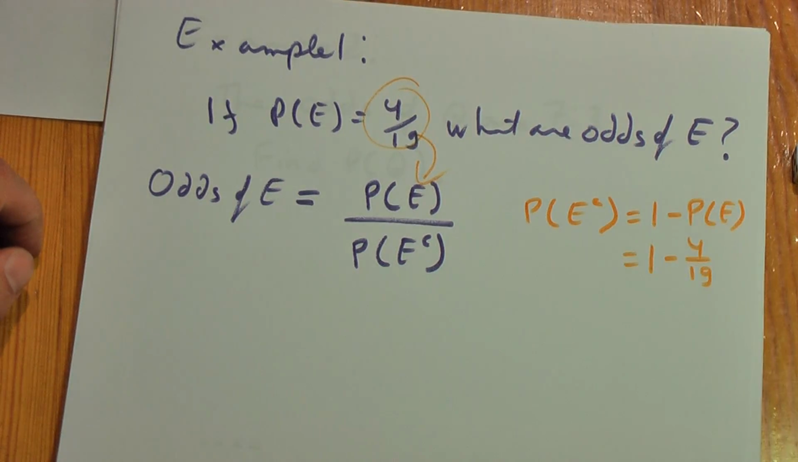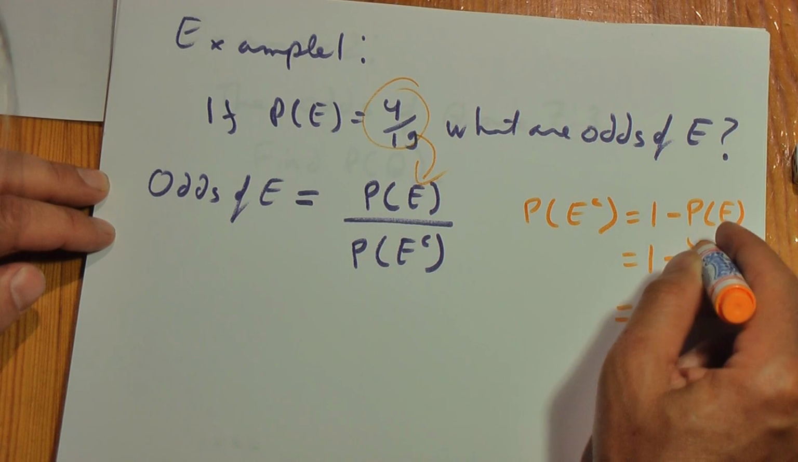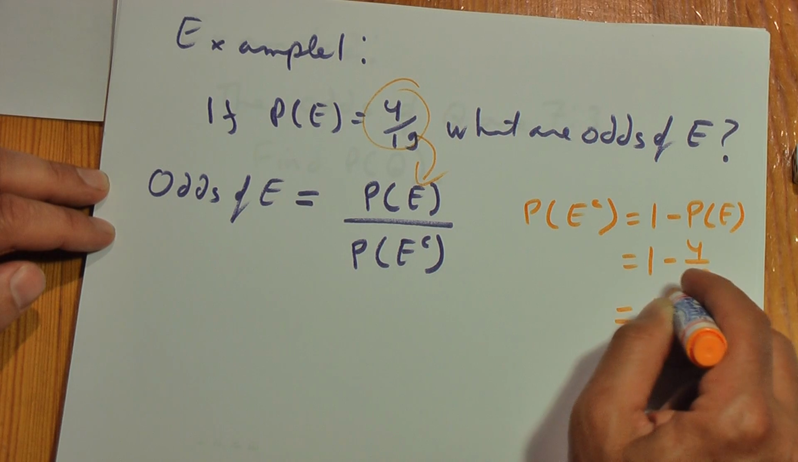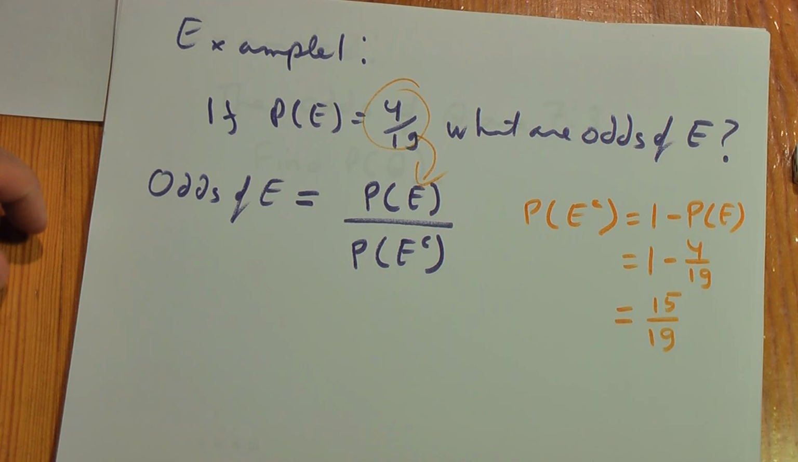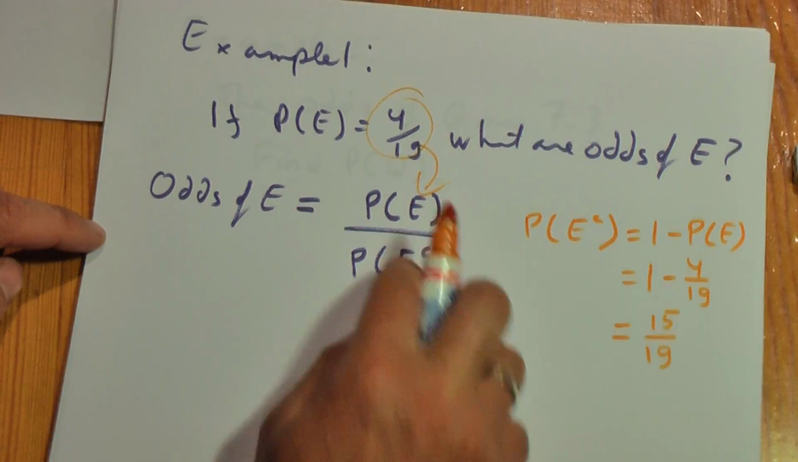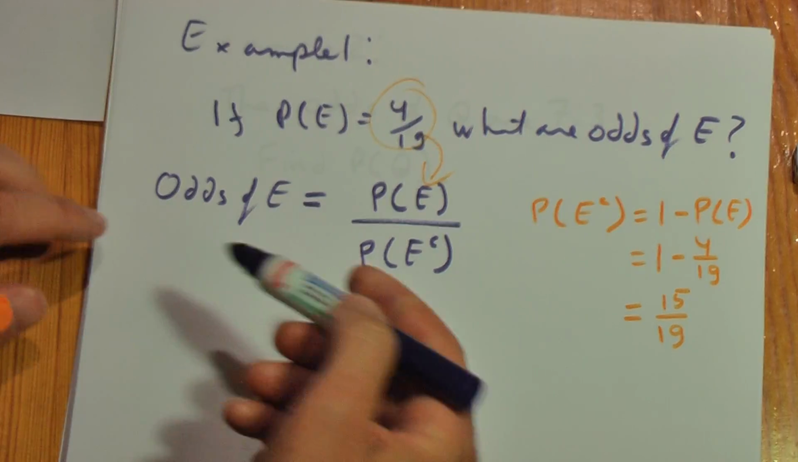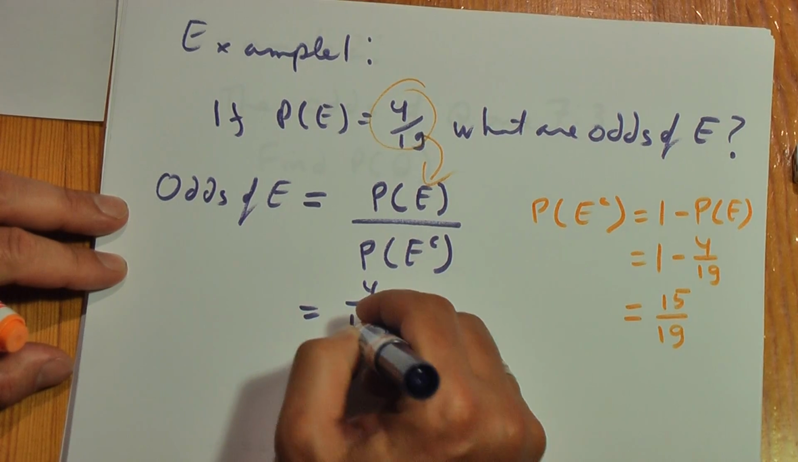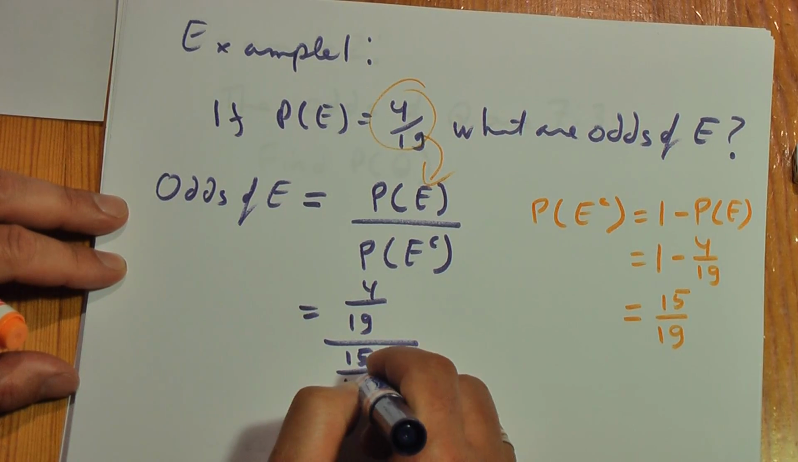And I think most of you will be able to see, and if you can't, you should go back to the fractions unit, that this is just the rest, 19 minus 4, 15 over 19. So that's what goes in the denominator there. I'll come back and continue here. So we have 4 over 19 divided by, or over, 15 over 19.